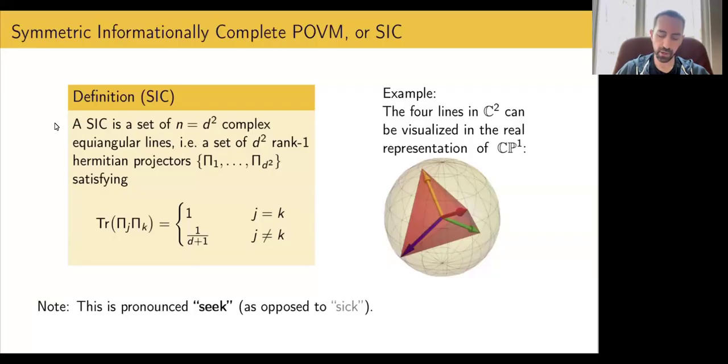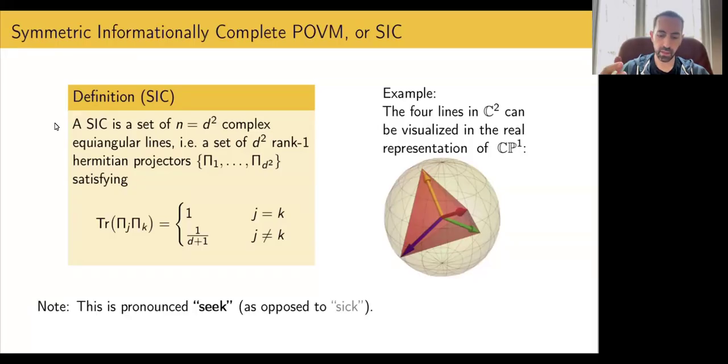Zauner's conjecture is equivalent to, I'll start instead. I see some quantum information or quantum information adjacent people on this call, so I'll just say a little bit about this with a slightly different language, in terms of these objects called SIC-POVMs, which stands for symmetric informationally complete POVMs. A SIC, pronounced seek as opposed to sick, is a set of d squared complex equiangular lines.